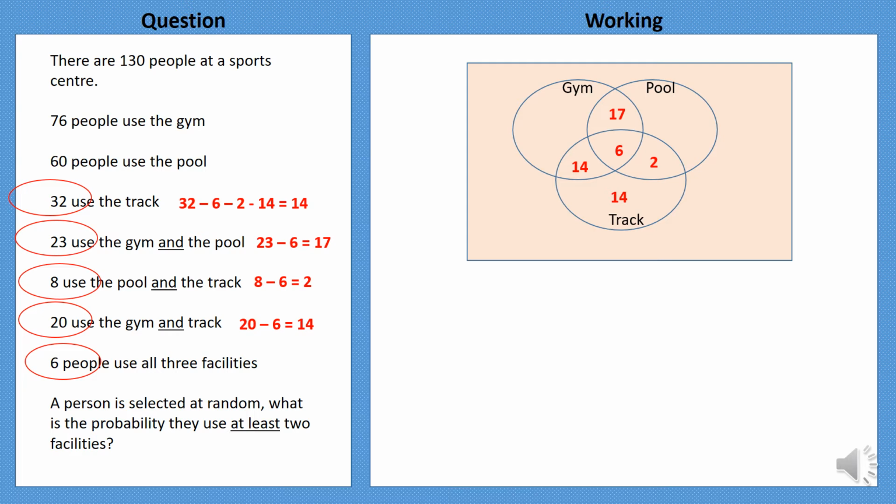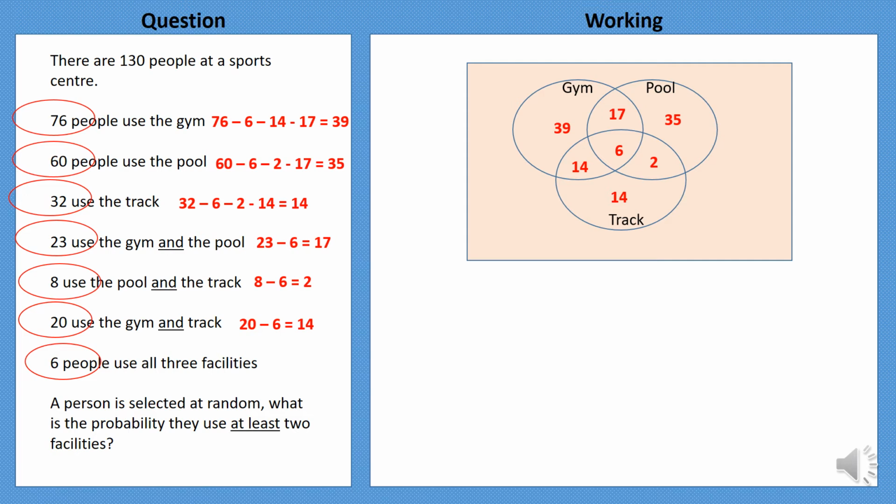Next, we'll deal with the pool people. 60 people use the pool, but 2 and 6 and 17 of those people have already been accounted for. So we subtract those. We're left with 35. And 76 people use the gym altogether. So we need to subtract the 17, the 14 and the 6 away from that 76. It leaves me with 39 in total.